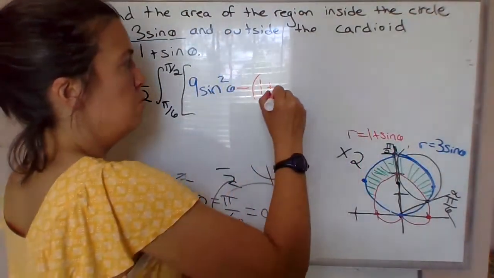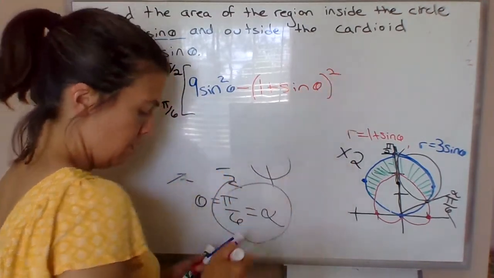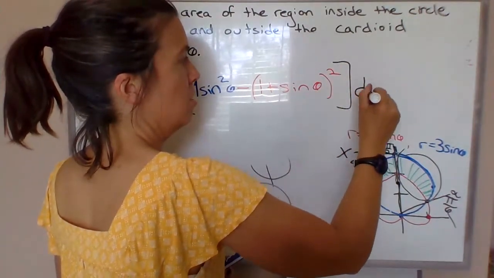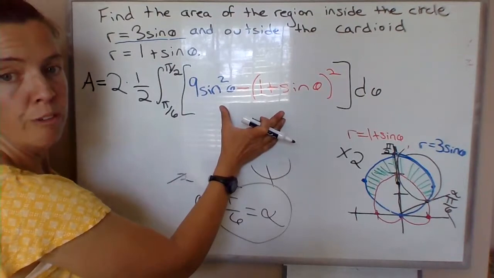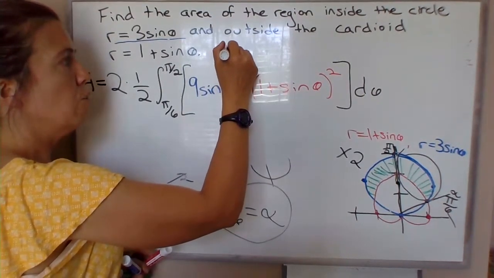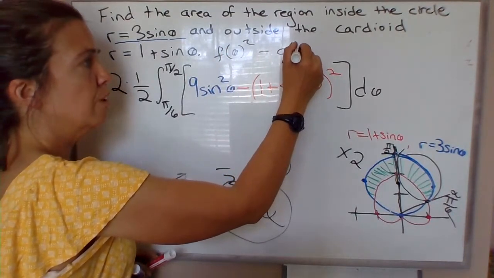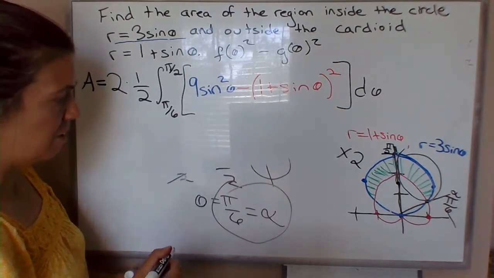So in this case, 1 plus sine theta, that's f of theta squared, all integrated with respect to theta. So one thing here, just in general, when you want to find the area between two polar curves, you'll do your outer polar curve squared minus your inner polar curve squared. So outer minus inner, each of those is squared.